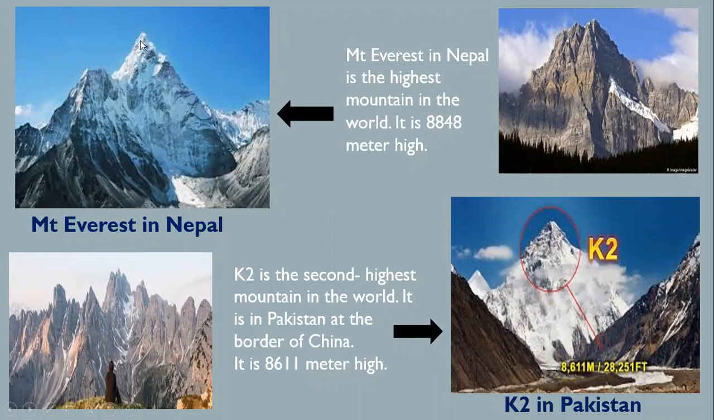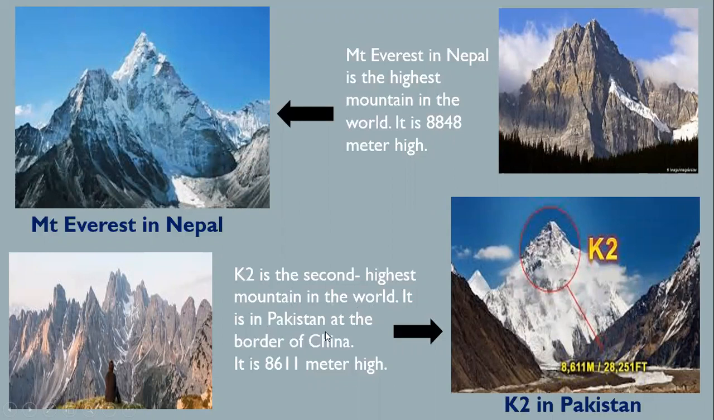Look, this is the highest peak, Mount Everest in Nepal. This is the highest mountain in the world. Mount Everest in Nepal is the highest mountain. It is 8,848 meters high. And this is the picture of another highest mountain. This is K2. K2 is the second highest. The highest is Mount Everest, and in second place we have K2.